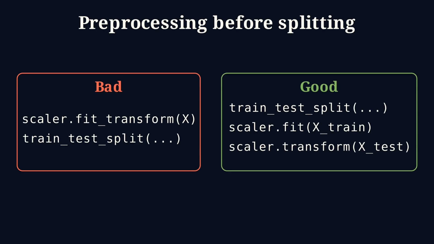Another subtle case is pre-processing before the train test split. For example, this looks harmless, but the scaler has already seen the full dataset, including the validation data. The safer pattern is to split first, then fit pre-processing only on the training set.